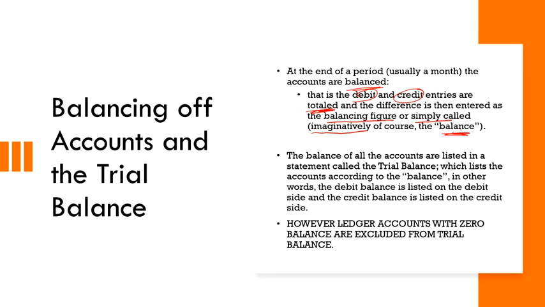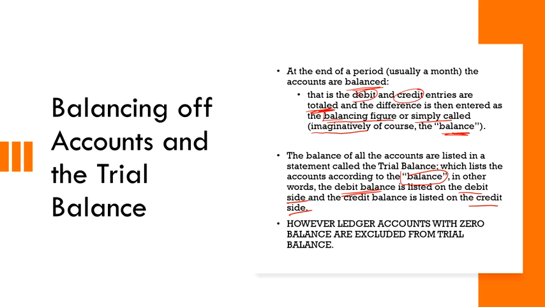Okay, so balance figure tu contoh dia bank account tadi lah, sebab you nampak kan, belah debit pun ada figure, belah credit pun ada figure, so kita tolak kan untuk dapatkan balance figure tu. Alright. The balance of the accounts are listed in a statement called the trial balance, which lists the accounts according to the balance. In other words, the debit balance is listed on the debit side and the credit balance is listed on the credit side.